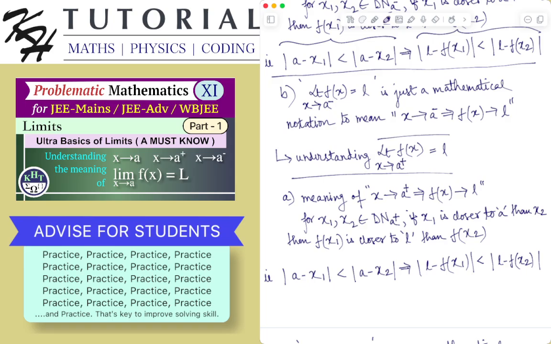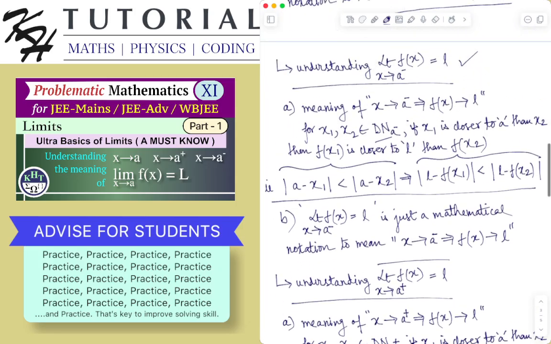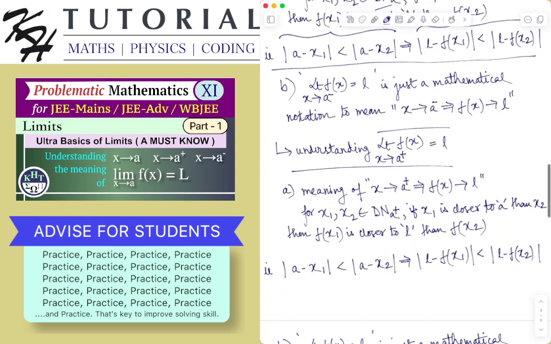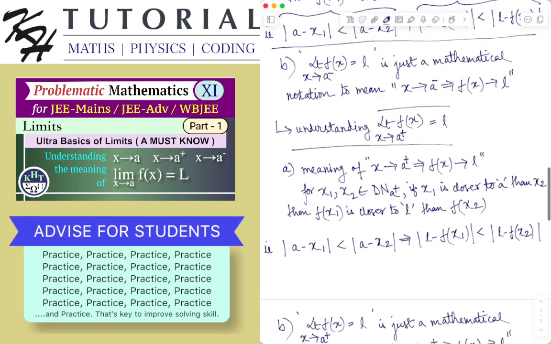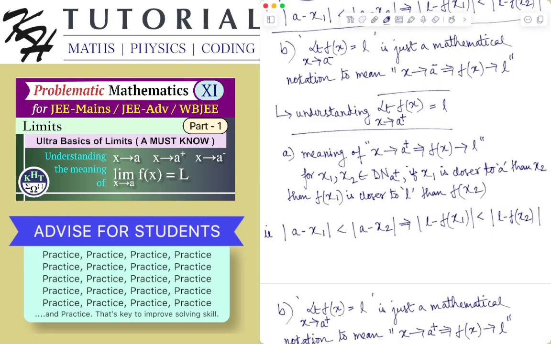This again means that when x is tending to a plus, then the value of f(x) is tending to the value l. Now this small l is a fixed real number. Note that all these l values on the right hand side are fixed real numbers. So the limit of f(x) as x tends to a plus is equal to small l.